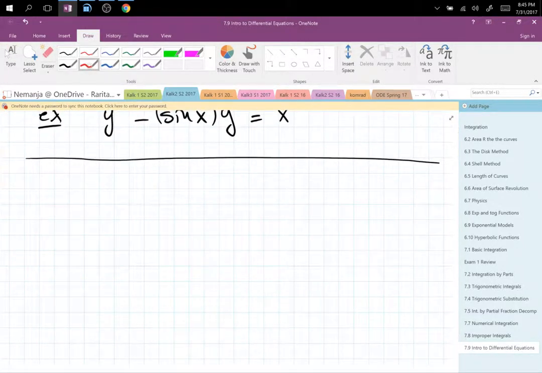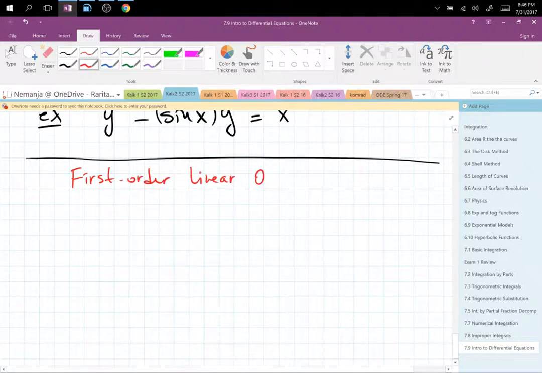So the first order linear equation with constant coefficients. So no p of x, it's going to be a constant number there. I had sine x in my example. It's not going to be sine x, it's going to be maybe 3, or something like that. So we are looking now at the first order linear differential equation with constant coefficients.